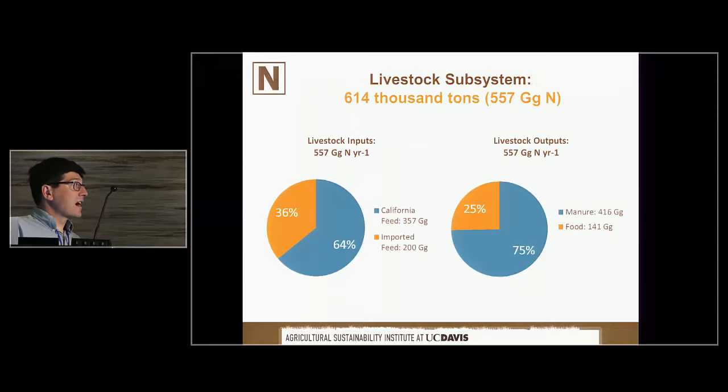If we look at the livestock subsystem, California grows enough feed for about 2/3 of the needs of livestock in the state. And then of the nitrogen that gets fed to the livestock, about a quarter of it ends up in food products, so both meat and dairy products. And then about 75% of that becomes manure, some of which is volatilized into the air, and some of which is applied to cropland.